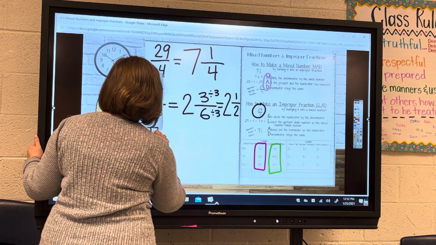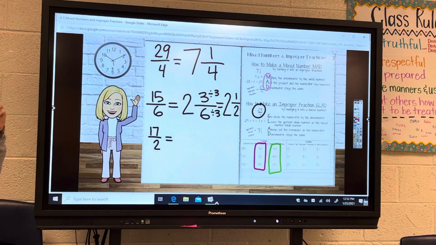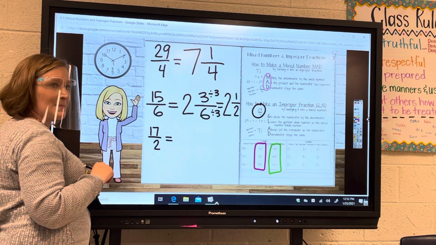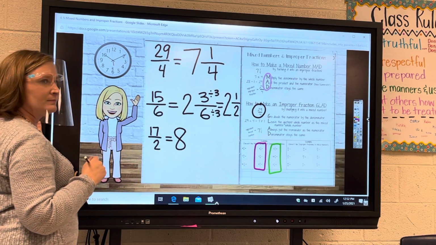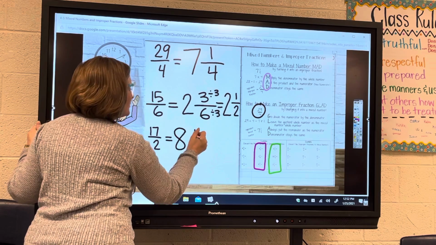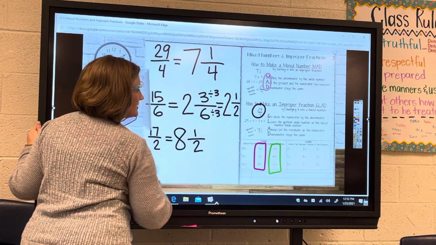We've got 17 halves. How many times will 2 go into 17? It goes in 8. What's your remainder? 1. Always put your remainder on the top and your denominator stays the same.